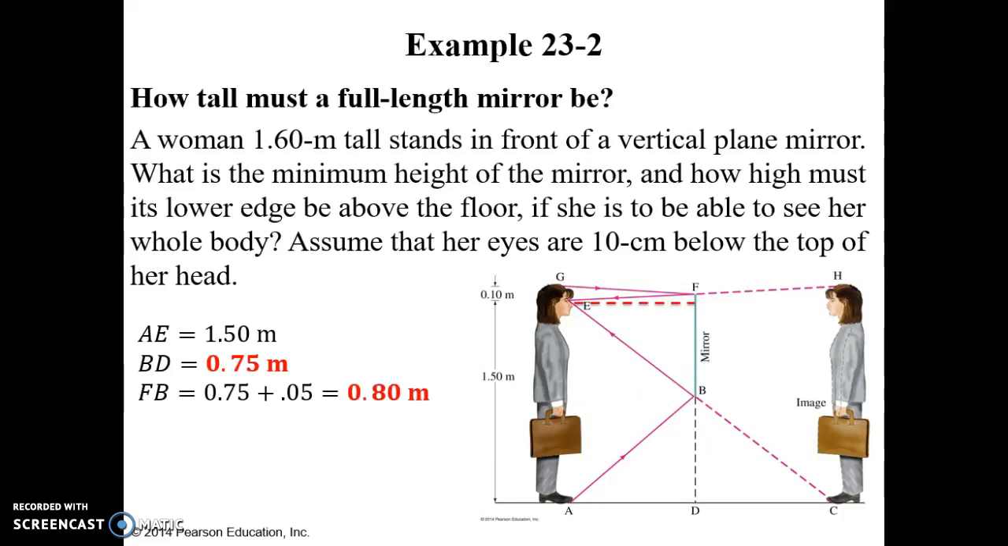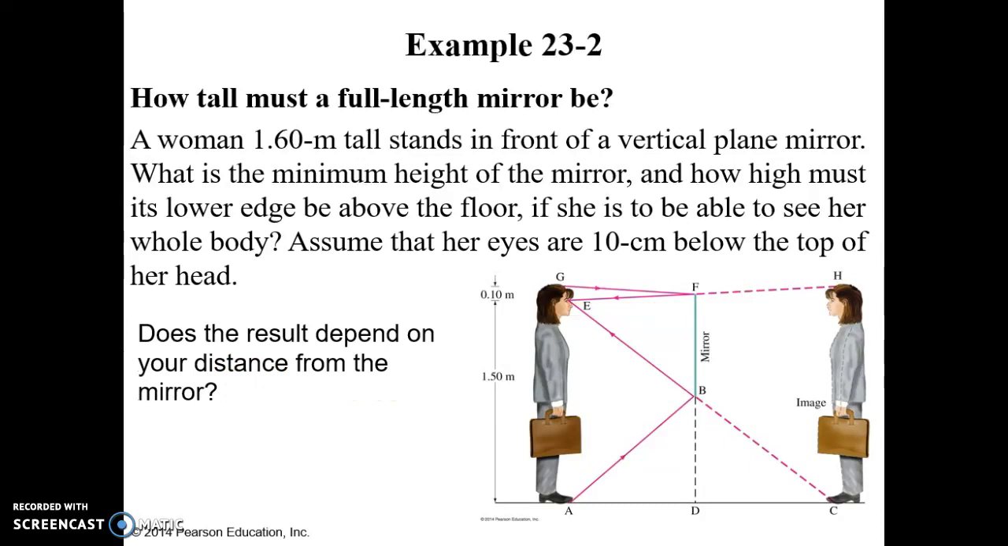And the distance FB equals the value of BD plus half of 10 centimeters because of the law of reflection, to get 0.8 meters. So the mirror's minimum height is 0.8 meters, or half the height of the woman. Now, does the result depend on your distance from the mirror? No, you'll get the same answer according to the law of reflection.